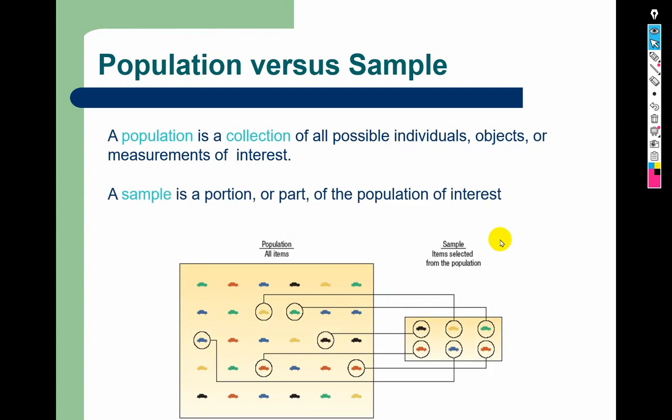Population means all the elements under study; very simply, it is a collection of all possible individuals, objects, or measurements of interest. Because of the time and the cost, you cannot collect data from each element inside that population. So what you can do is select a subset of that population that you will be able to collect data from. That subset, we name it a sample.